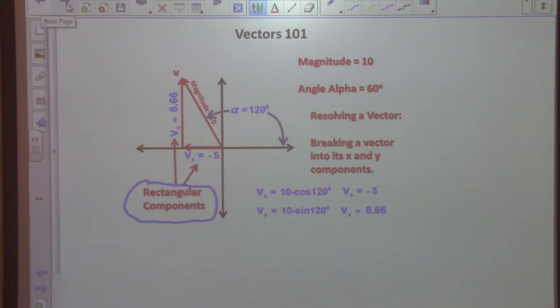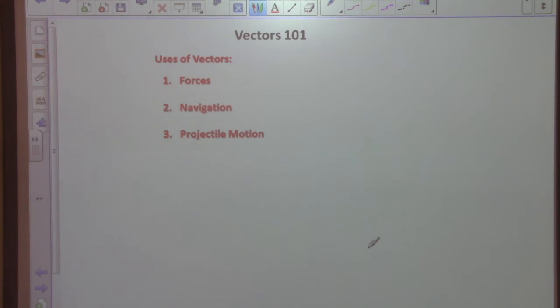Hannah's making detailed drawings. And the uses of vectors we're going to examine in this class are ones that you've done somewhat already. Forces. I remember us talking about forces from physics class in this class, right? Navigation and projectile motion. So we're going to just talk about these three uses briefly today, and that'll be our class.